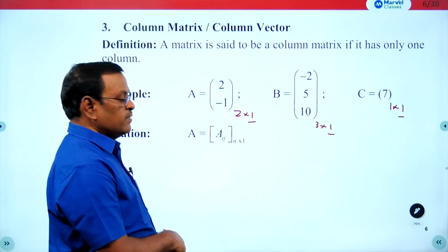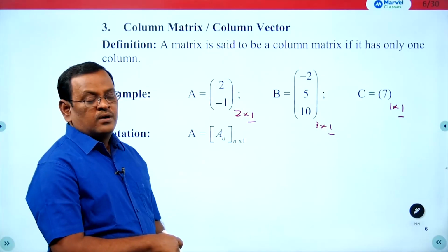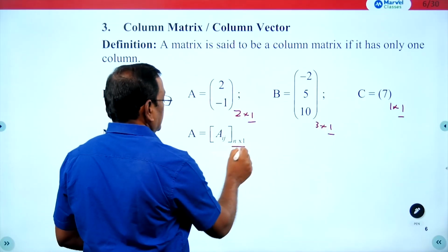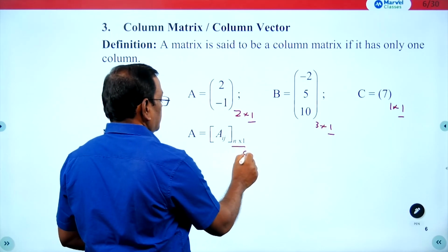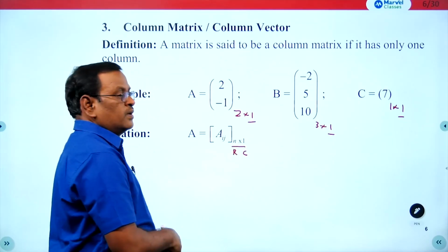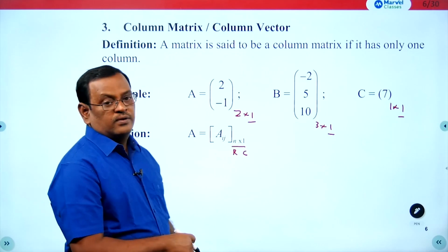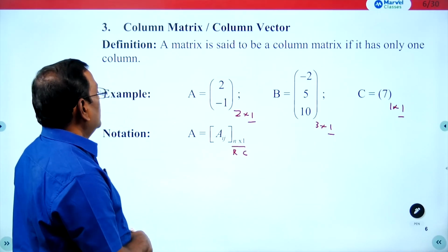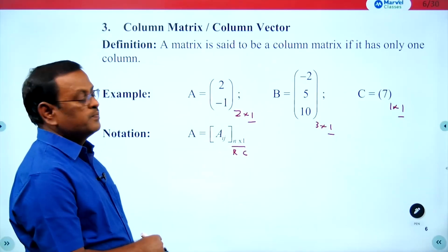And what about the number of rows in a column matrix? The number of rows in a column matrix can be any value, and hence its general order is n by 1. 1 denotes column and n denotes row. The number of rows can be any value, but the column is always 1. This is the third type, column matrix or column vector.